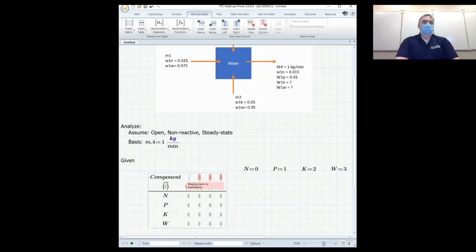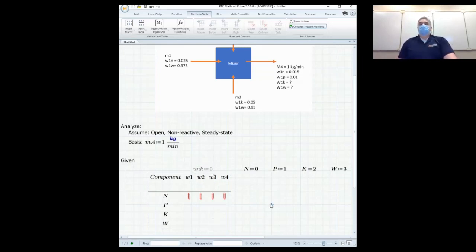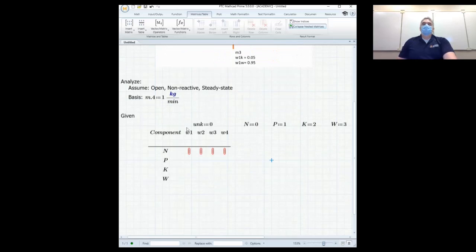Now I'm going to name, so this is W1 for the weight fractions in stream 1, W2 for the weight fractions in stream 2, and then W3, and then W4. I'm going to make a holder variable called unknown equals 0, just for making the table pretty. So now, the nice thing is I'm actually going to assign values for W1, 2, 3, and 4 just by putting numbers in here.